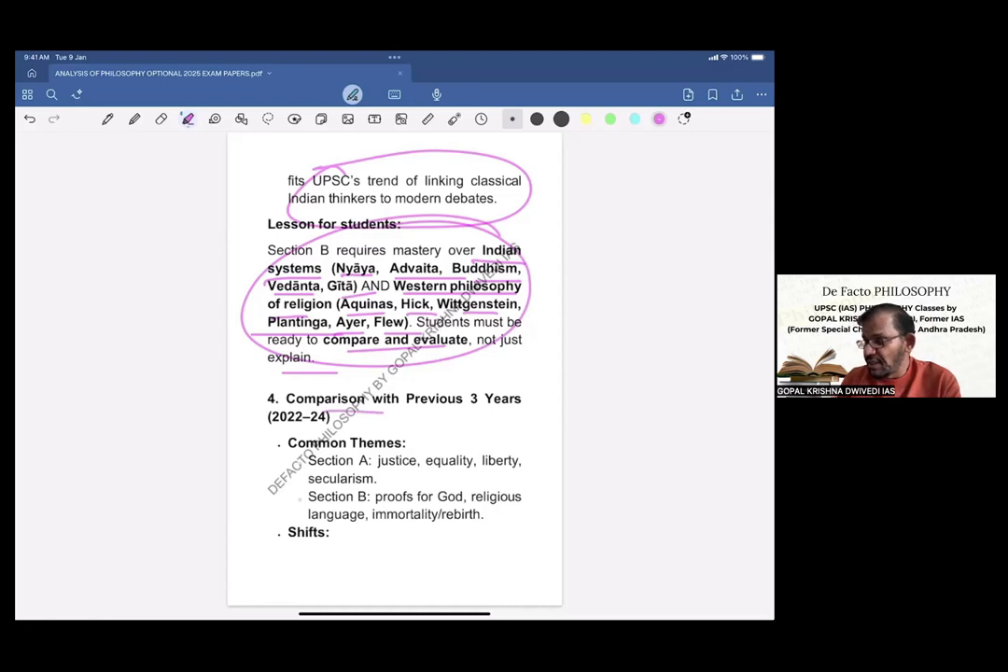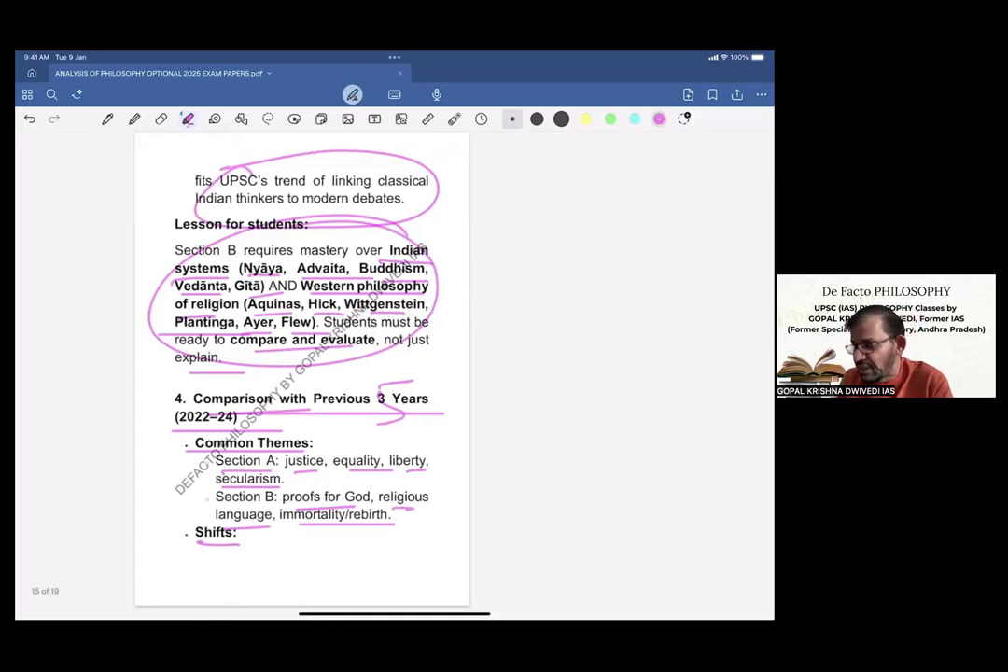Now, how does it compare over 5 years? I mean, it's 5 years, not 3 years. So first, what are the common themes? Section A: justice, equality, liberty, secularism. Section B: proofs for God, religious language, immortality, rebirth are also common. But then what are the shifts? How has the whole flavor or trend shifted? Let us try to see that.